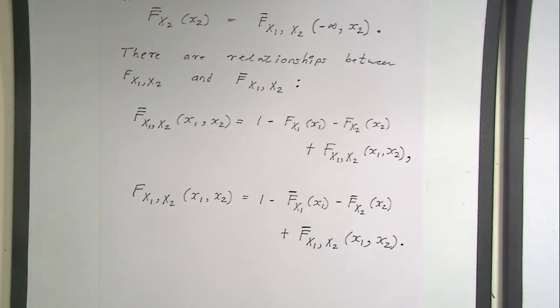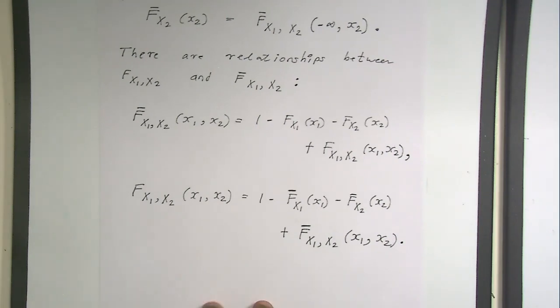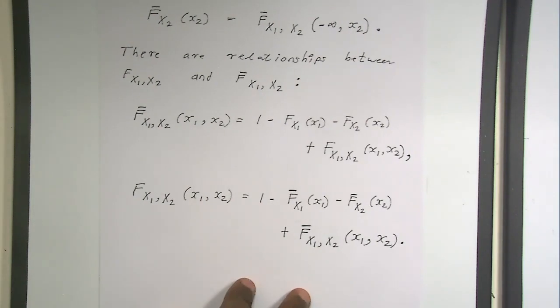The second relationship says that if you know the joint survival function and the marginal survival functions, then we can obtain the joint CDF. So these are two reciprocal relationships, and both of them are useful in certain situations. It can be proved, but I don't expect you to know the proof. It's not really hard to prove, but if you can prove them, that'd be great.